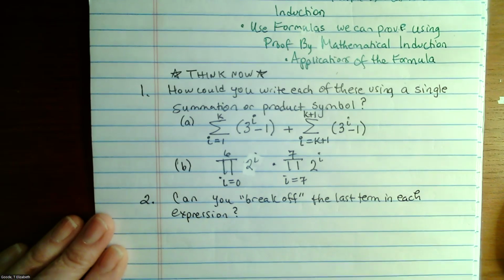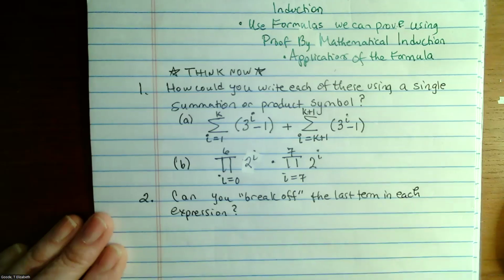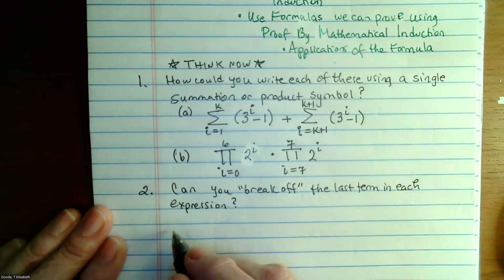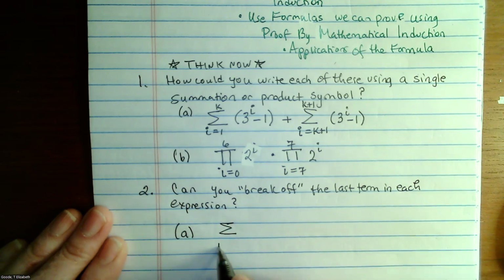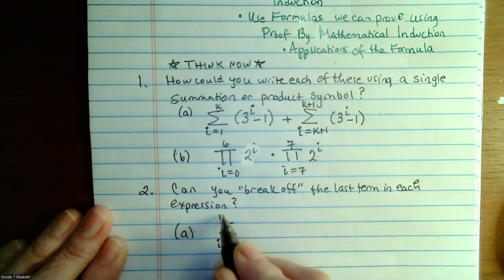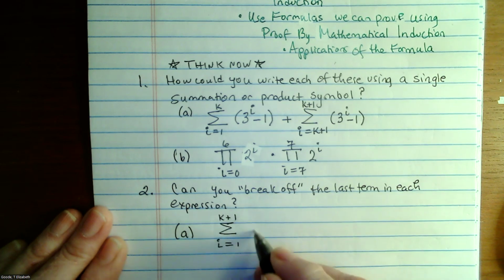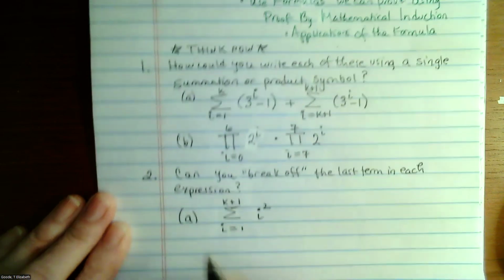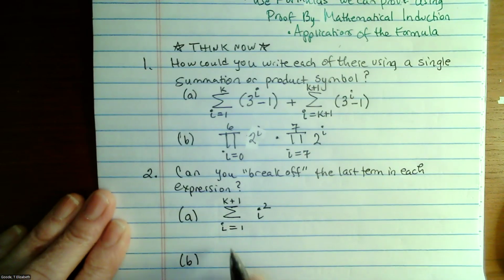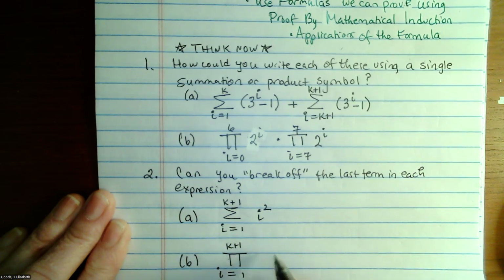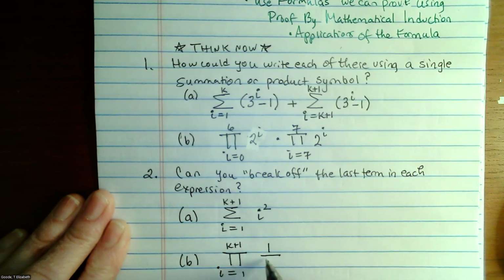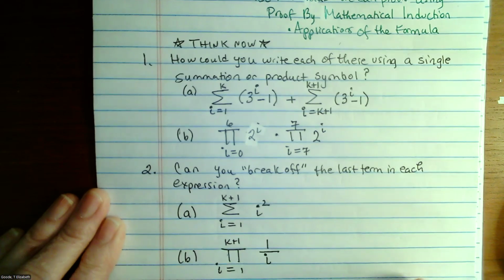So this first one, A, is the sum from i equals 1 to k plus 1 of i squared. And the second one, B, is the product from i equals 1 to k plus 1 of the expression 1 over i, or the reciprocal of i.